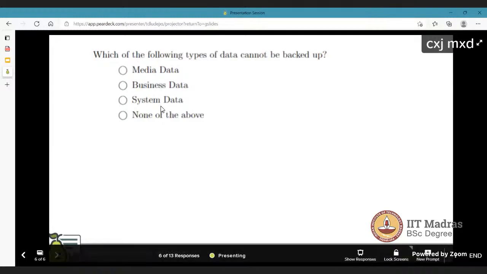Yes, exactly. So those can be backed up, right? Yeah. All of these can be backed up. Media data, business data, system data, all of these can be backed up. So the answer is none of the above. So I hope whoever have answered system data got it. Okay, so any doubt?